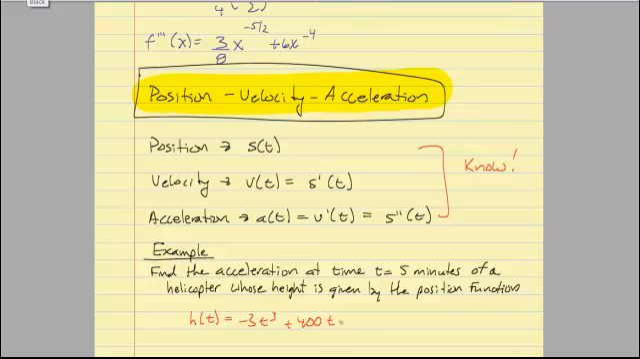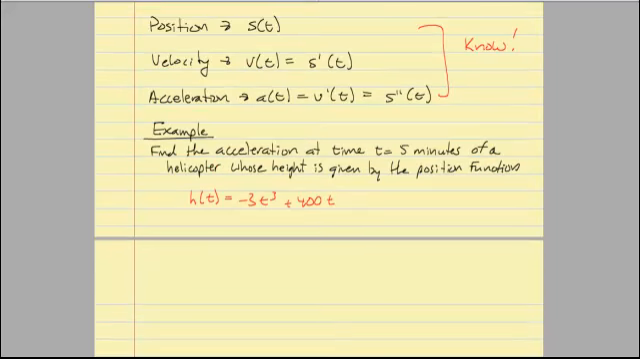Okay, for this example, we're going to be looking at finding the acceleration at time t equals 5 minutes of a helicopter whose height is given by this position function h of t equals negative 3t cubed plus 400t. So this is a position function. Up above I said position function is usually notated with an s of t. This would be like if you were driving in a car in a horizontal direction. The h of t is often used when we're looking at the heights of something, like if you threw a ball into the air, but it's not always going to be like that. So h of t in this case is given as position.